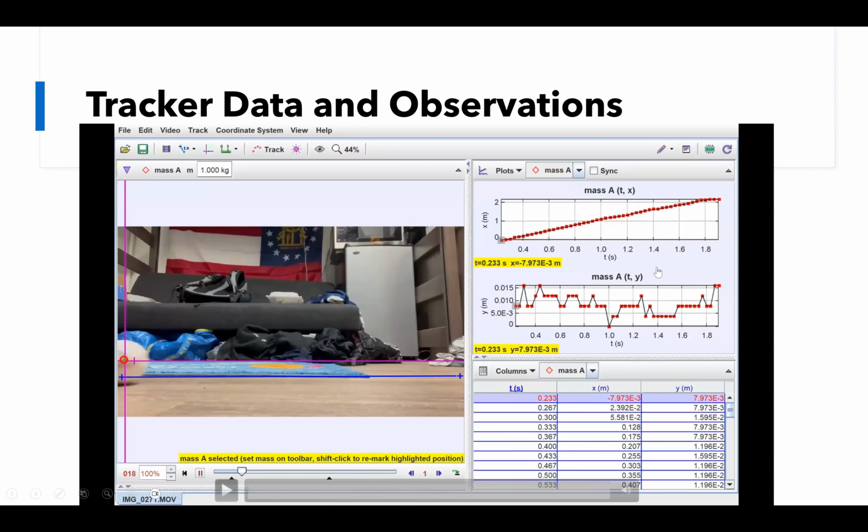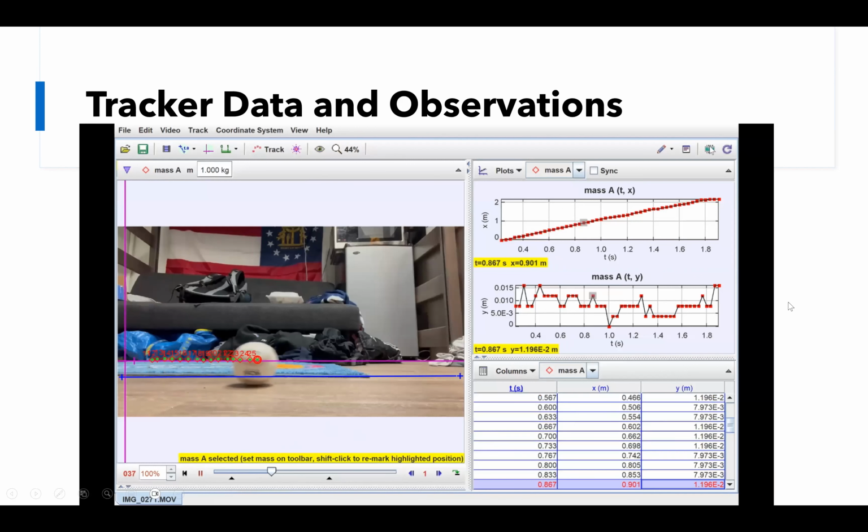So here is attached our Tracker data and observations. As you can see, the ball is rolling in a straight line with the data points going up the slope of distance over time. And as you can see, the slope appears to be pretty much a constant line with no interruptions or breaks trending upwards. This shows how, since the slope is constant, the velocity of the ball is not changing as it moves.